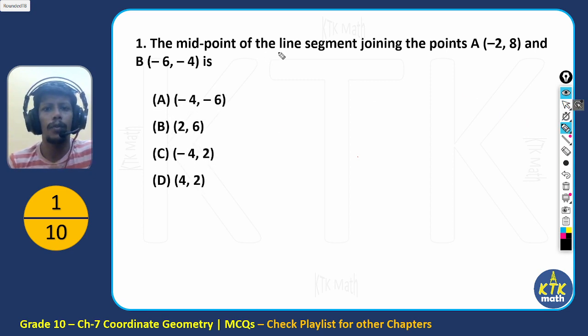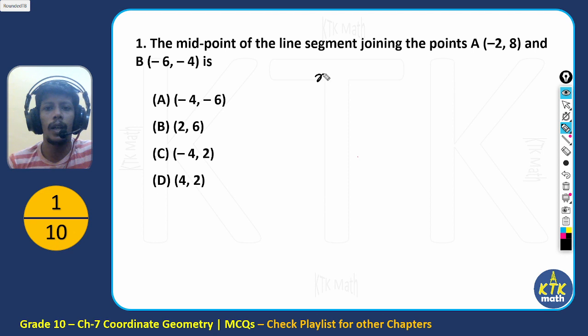The midpoint of the line segment joining the points A of negative 2, 8 and B of negative 6, 4. I hope coordinate geometry is going to have questions on midpoint, distance, as well as the section formula. Yeah, various names they are using. So this question is based on the midpoint formula.